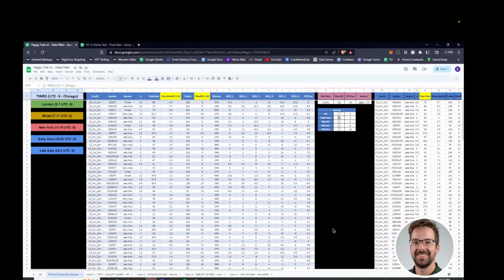So before I get into it, all of the data is in UTC -5. And so when you see London, it is 2 a.m. to 7 a.m. UTC -5, mixed New York.